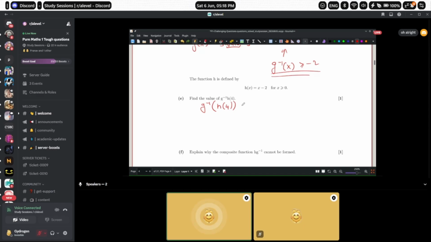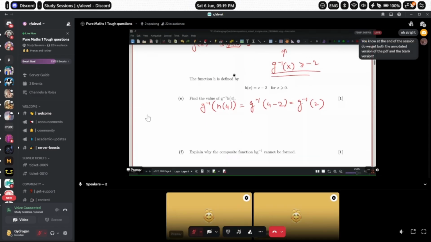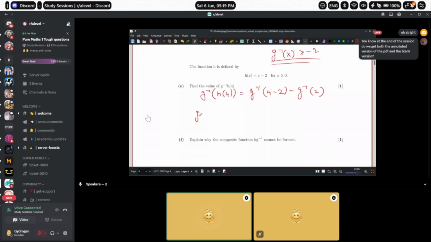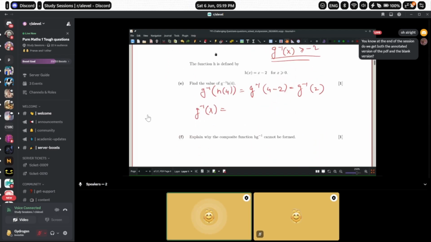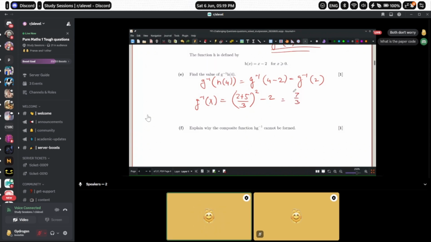Anyways, so for this question, you start by finding h of 4. So 4 minus 2, and then g inverse of 2. Now plug in the equation for the inverse of g. It's ((2 plus 5) over 3) squared minus 2. Okay, so this is 7/3 squared minus 2, which is 49 over 9 minus 18 over 9, which is 31 over 9.